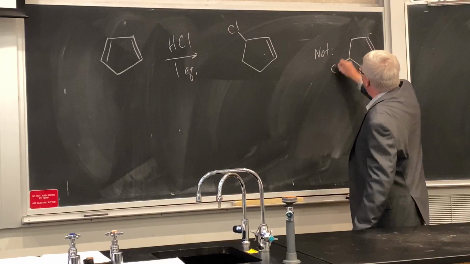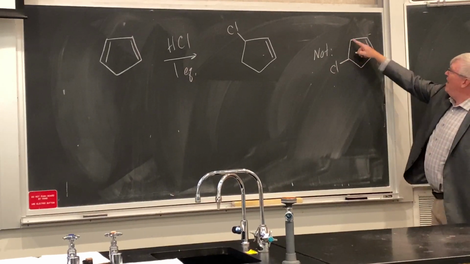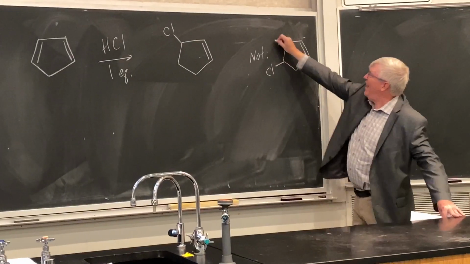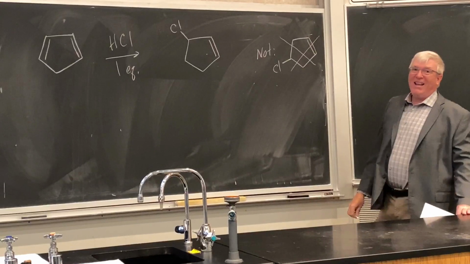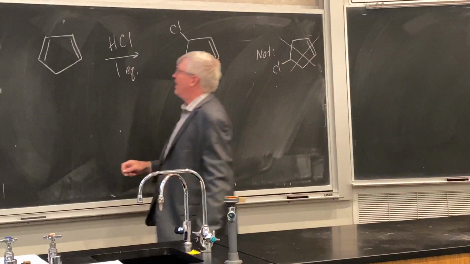We've got some selectivity issues here. We could think of hydrochlorinating right here, right? And having this non-allylic chloride product. It's not that. Okay, so why is it not that? Let's examine the mechanism early on here and get an idea for this.